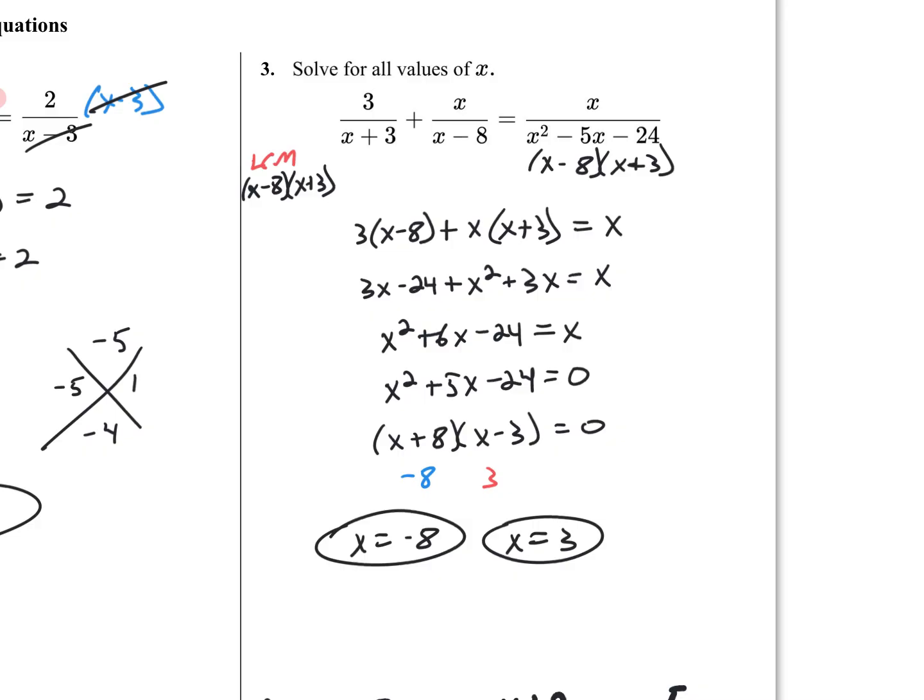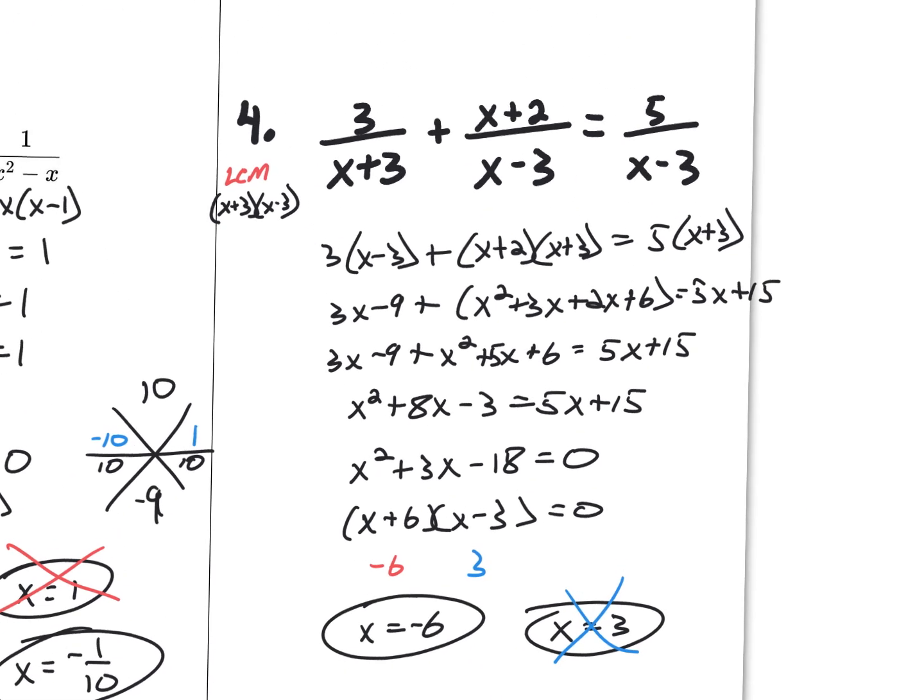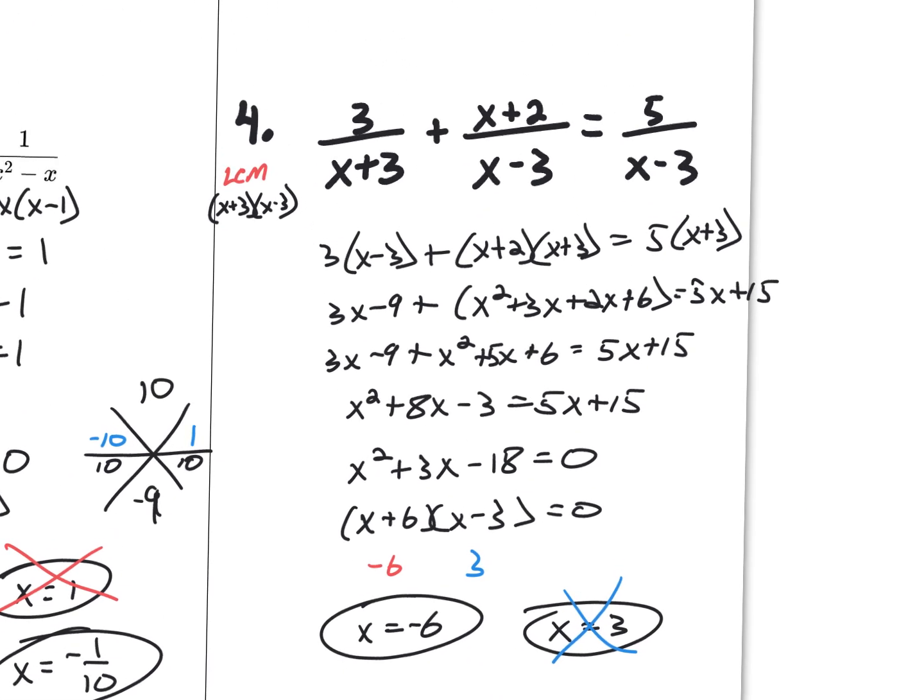All right, now let's go to the last one, number 4. I included this one because it's a little bit different, okay? You can see here the denominator of x plus 3, here's an x minus 3, and another x minus 3. So when we look for the least common multiple in order to clear out all of these fractions, it's going to be x plus 3, x minus 3.